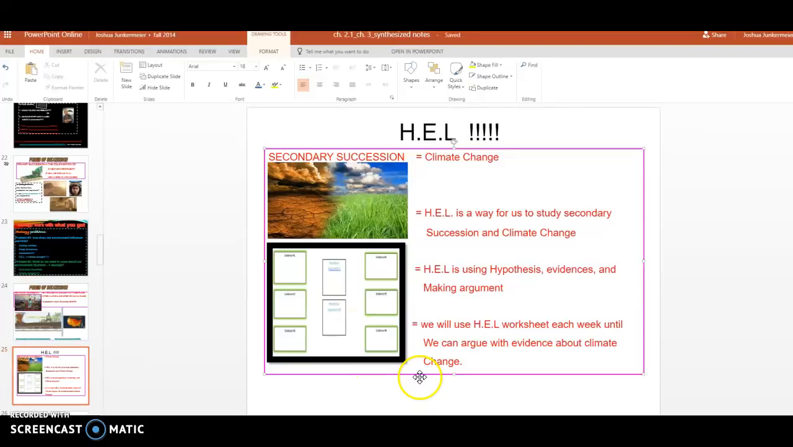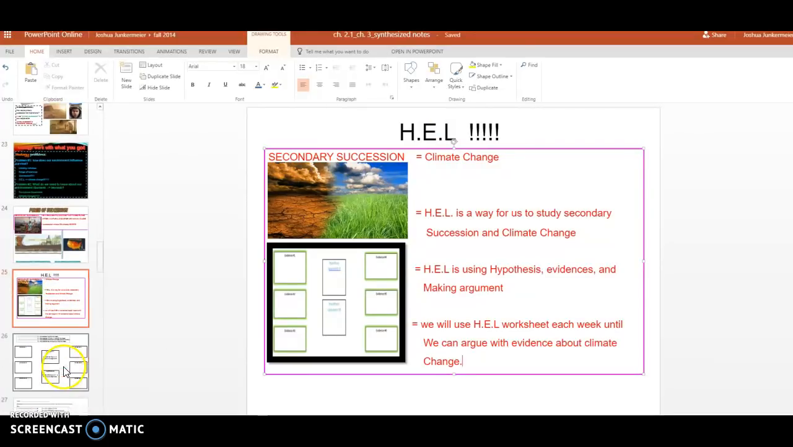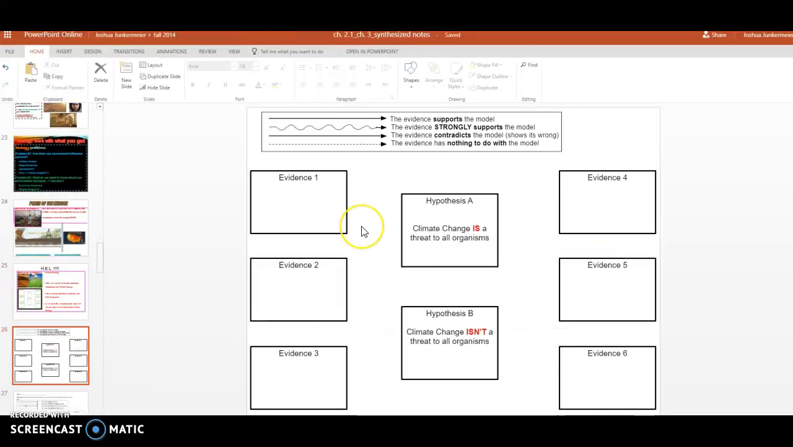So for now, we're just going to write things about HEL, but we won't use it until we're in class. But it's about climate change. So we're going to be using the HEL activity to study climate change, a form of secondary succession. Here's a bigger view of the form.